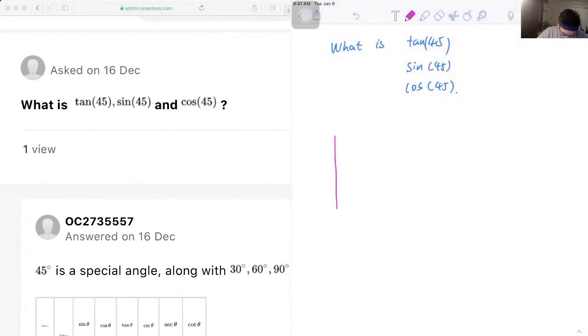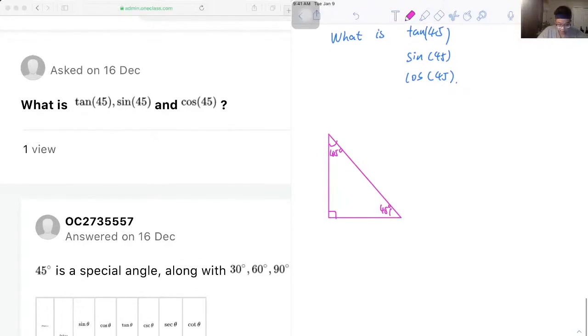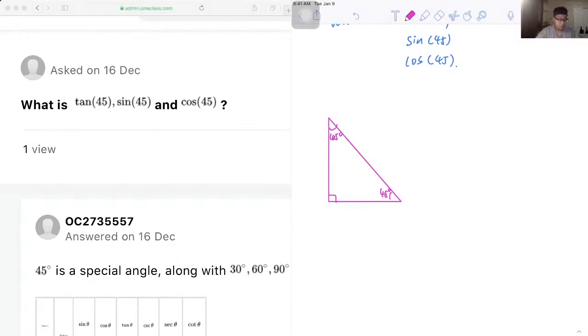Alright, so first let's construct a triangle with 45 degrees as its interior angles. Okay, so that's 45, 90, 45. Remember this is one of the special triangles. The other special triangle is 30, 60, 90, and 45, 45, 90 is one of the special triangles.